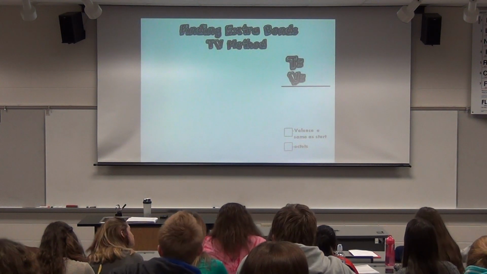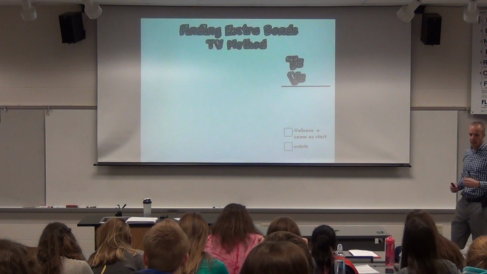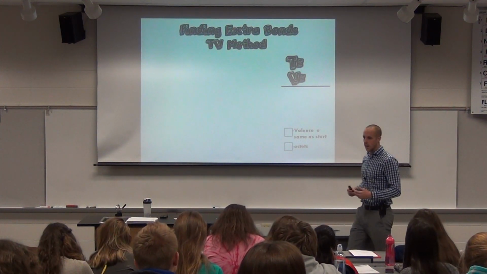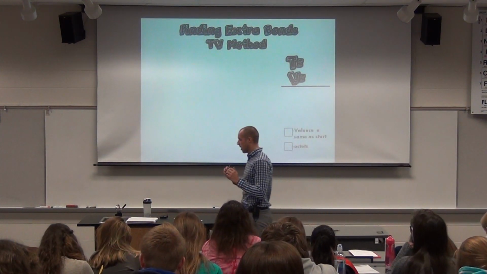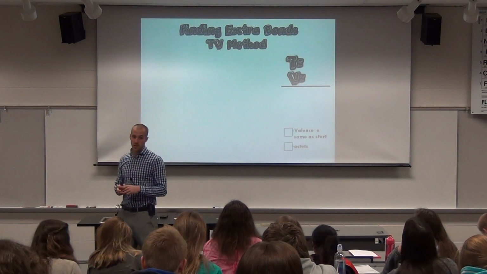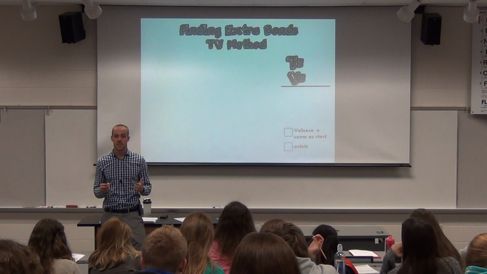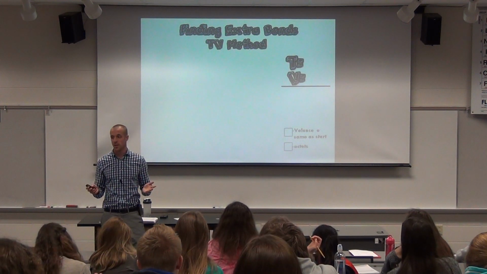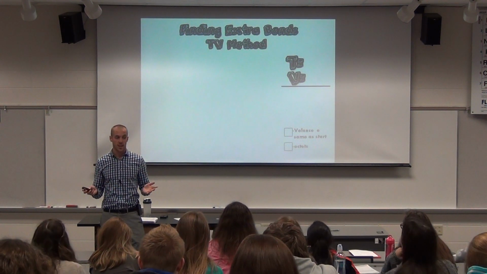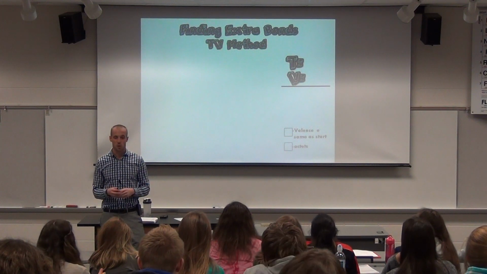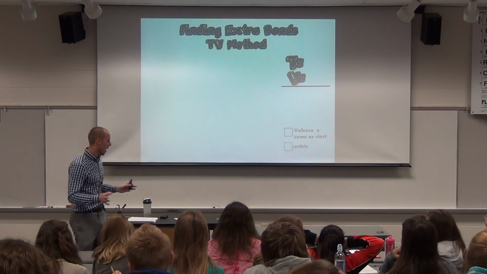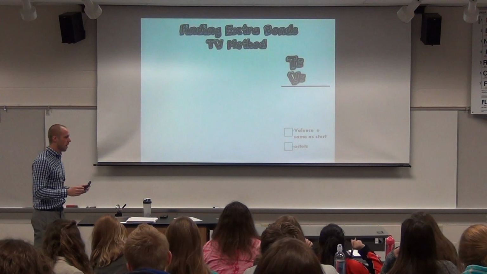When I say finding extra bonds, I mean finding that double bond or that single bond in a Lewis dot structure. I first learned this method from Mr. Gussie last year, and I was like, where have you been all my life? Seriously, I didn't learn this in high school or college. I don't know how I survived, because this is so much easier than anything else I've ever been taught. It's called the TV method, okay?